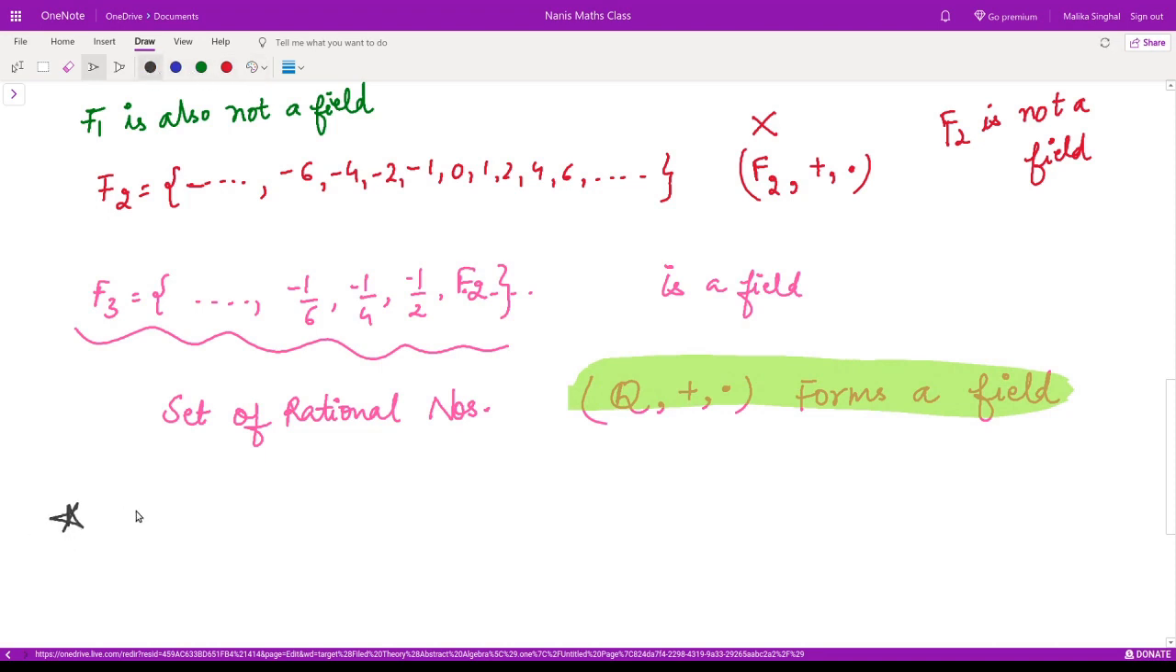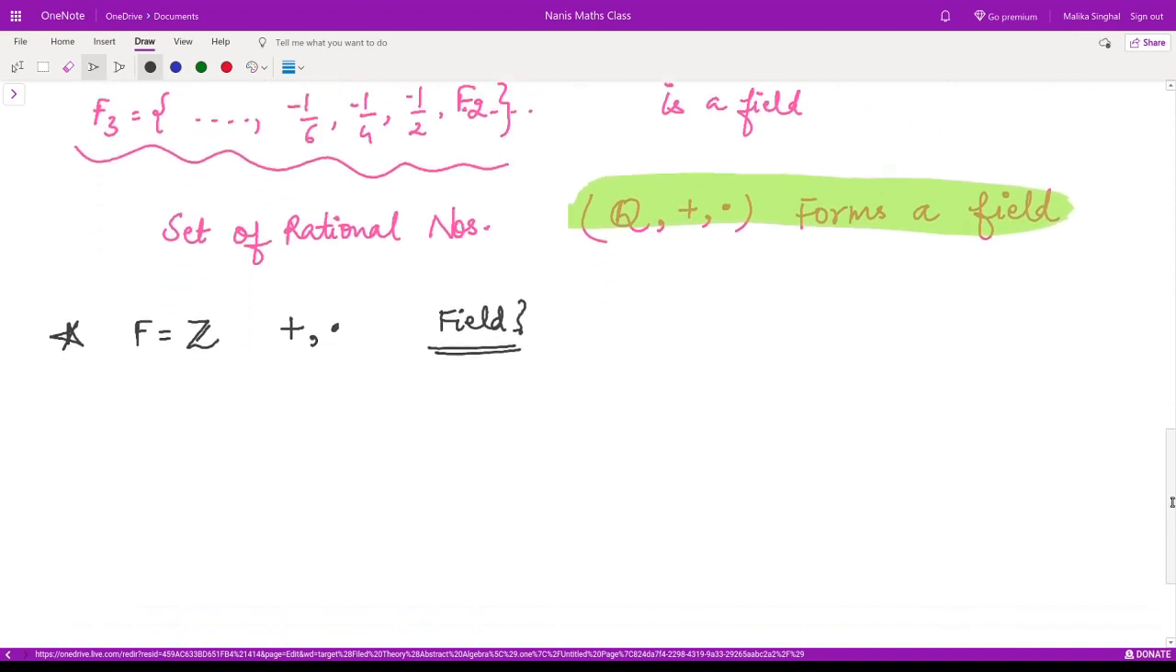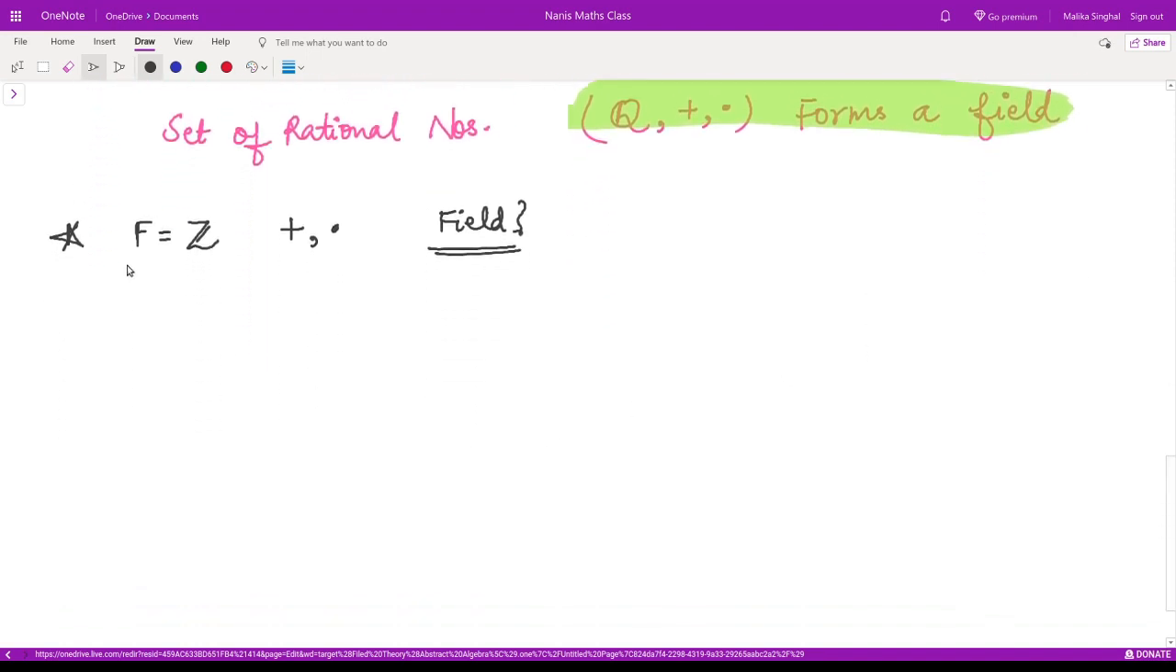If I take the set F to be the set of integers and the operations I define to be addition and multiplication, whether this is a field or not, you need to check this. You can pause the video and check whether this is a field or not. No, it is not a field. Why?